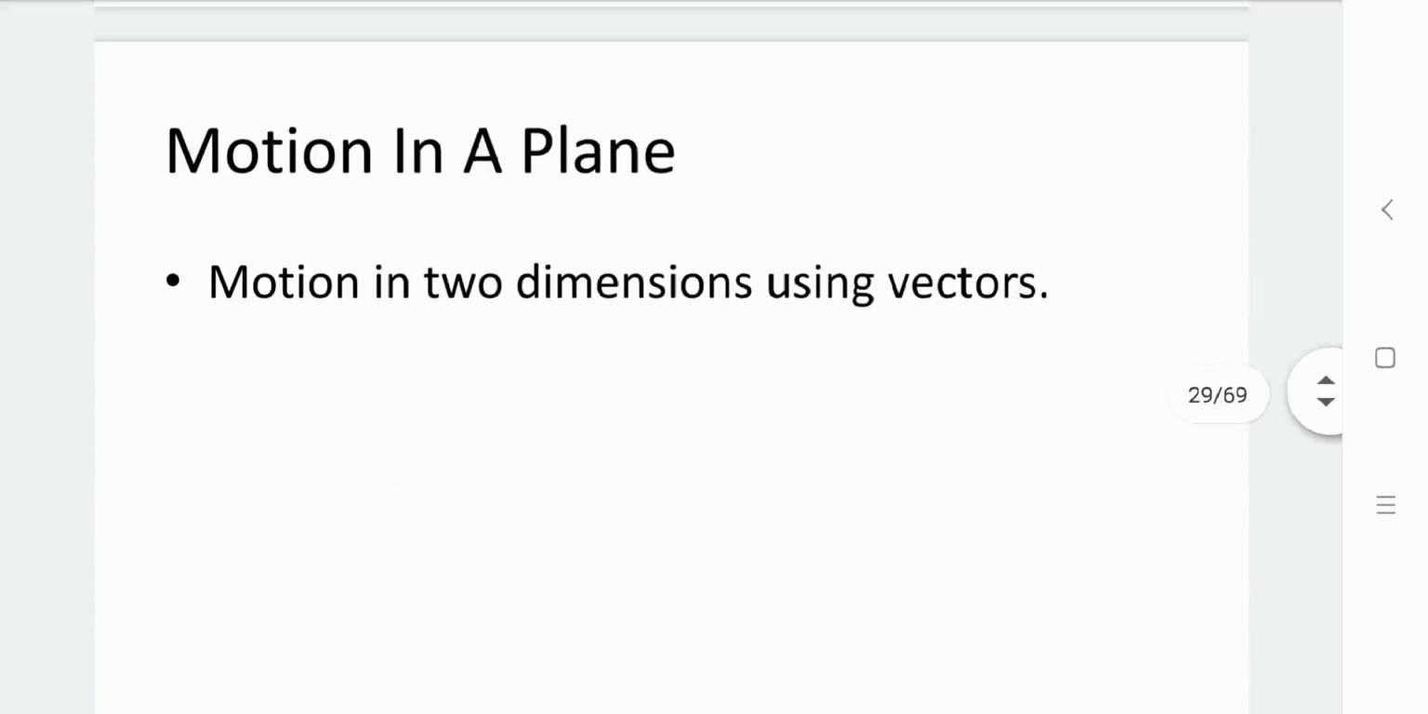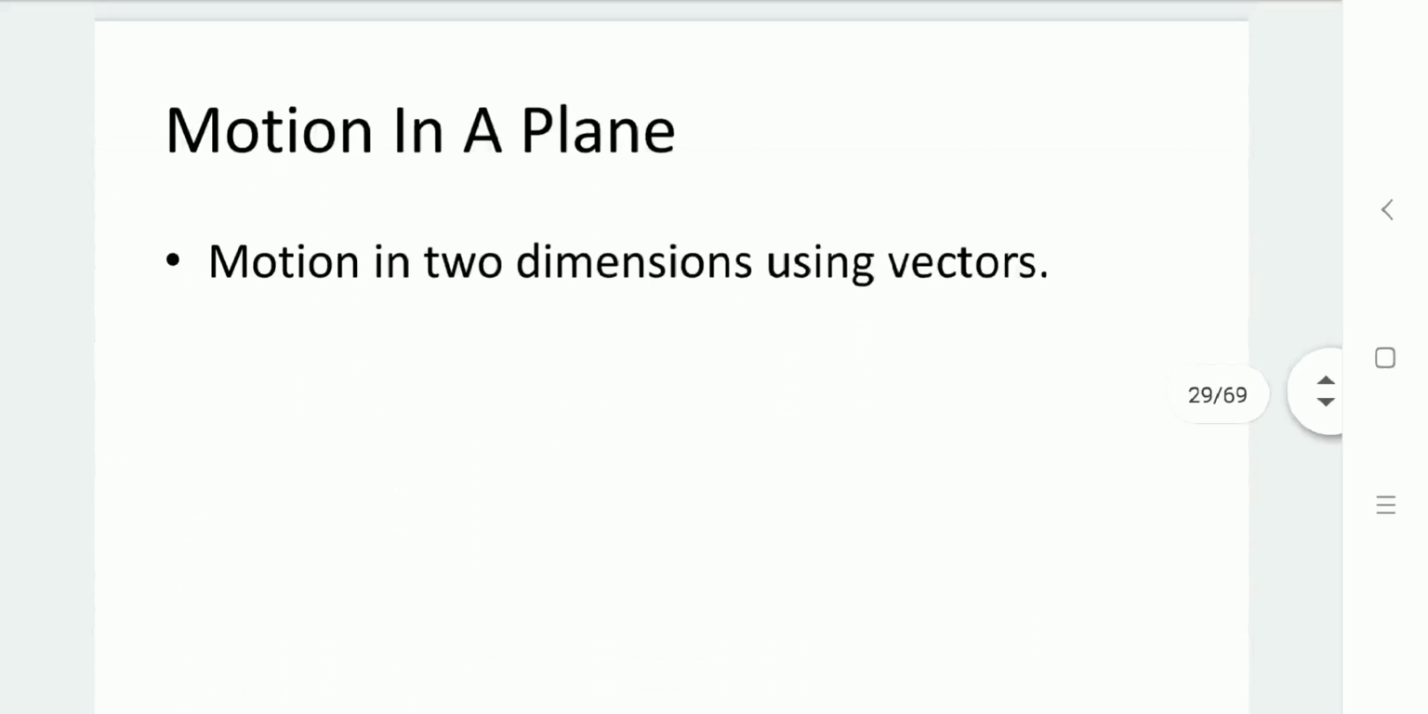Now, let us define motion in a plane. This is where the actual content has started. Till now, we have defined how motion can be represented, how its magnitude and direction can be defined, and how mathematical operations on vectors can be analyzed. Now we are going to define motion in a plane. So here motion can be represented in 2 dimensions using vectors.